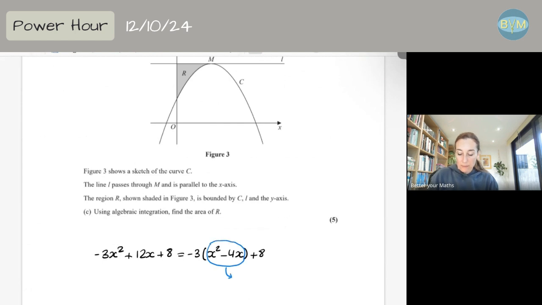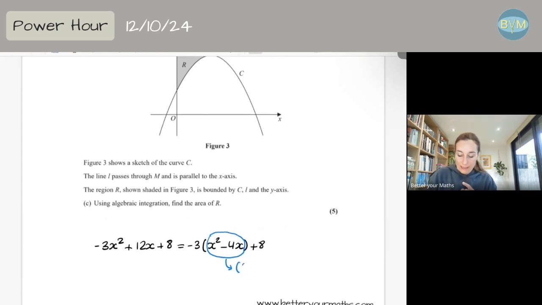To complete the square, remember, I'm going to write in a bracket x. If I have minus, minus. If I have plus, plus. Half of this number, which is 2, squared, and then minus this number squared, which is 4. Which means if I go back to my expression, I have -3 multiplying x minus 2 squared minus 4, and then plus 8. I'm just substituting the blue one by the expression that I found.